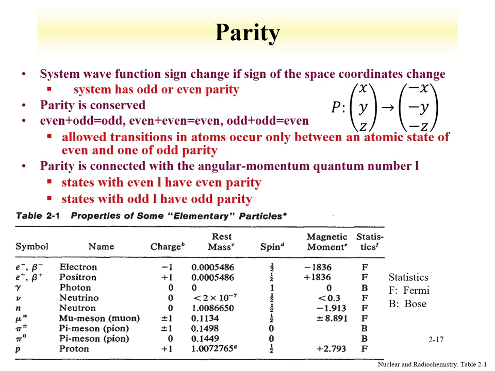Parity is also connected with your angular momentum quantum number. States with an even angular momentum have even parity, so S, D states, whereas states with an odd angular momentum have an odd parity. P states, for instance, are odd numbers. They will have odd parities. We'll utilize this when we discuss the shell model. And as a review, here are some properties of elementary particles: charges, rest mass, spins, magnetic moments, and what sort of statistics they follow. And we've talked about the electron, photon, positron, neutron, and then proton within this lecture.